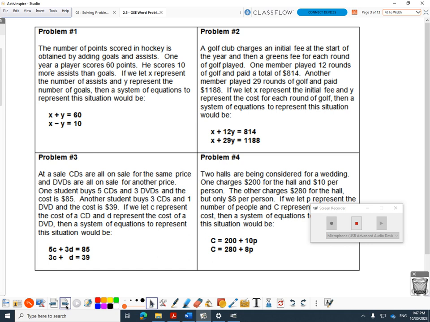All CDs are the same price and all DVDs are another price. One student buys 5 CDs and 3 DVDs, and the cost is $85. That's the first equation. 5 CDs and 3 DVDs adds up to $85. And then the other one is another student buys 3 CDs and only 1 DVD. Their cost was $39. But you're given the equation. You don't have to make the equation.